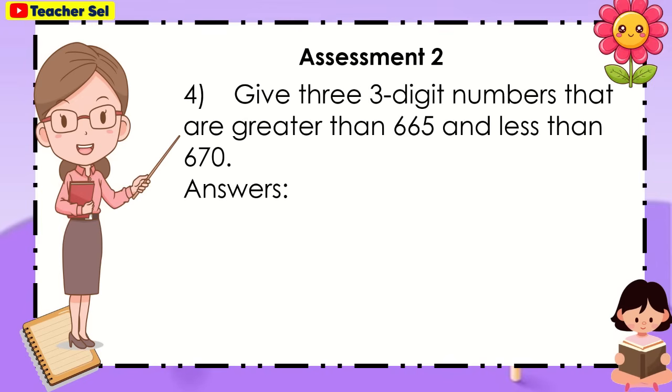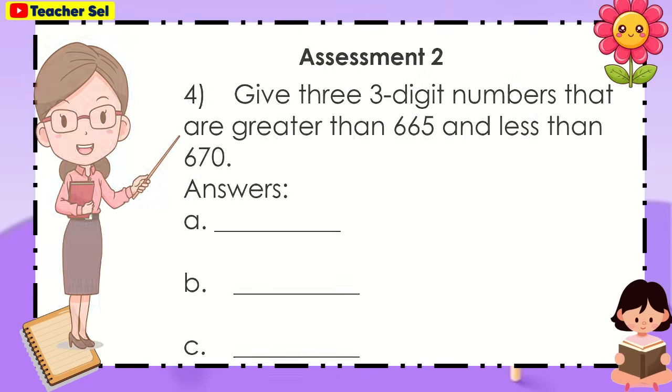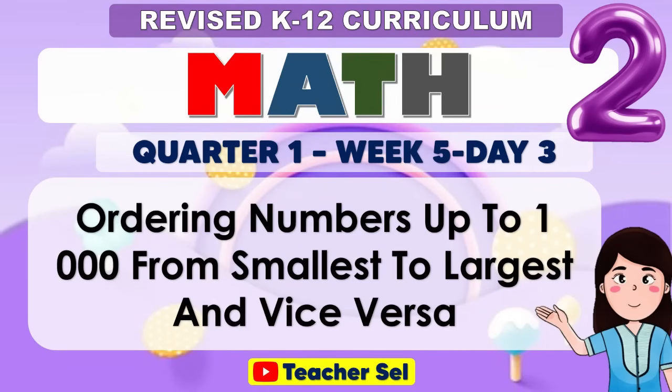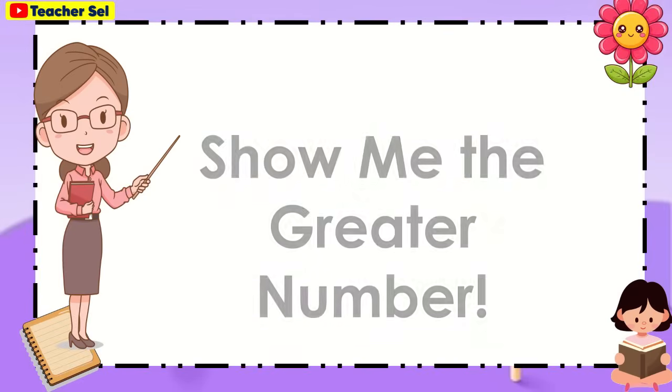Give three three-digit numbers that are greater than 665 and less than 670. For day 3, ordering numbers up to 1000 from smallest to largest and vice versa.